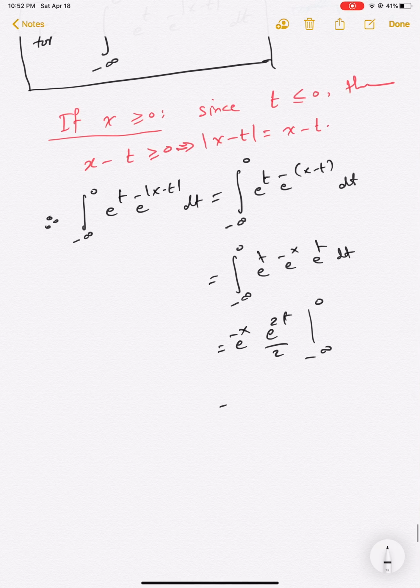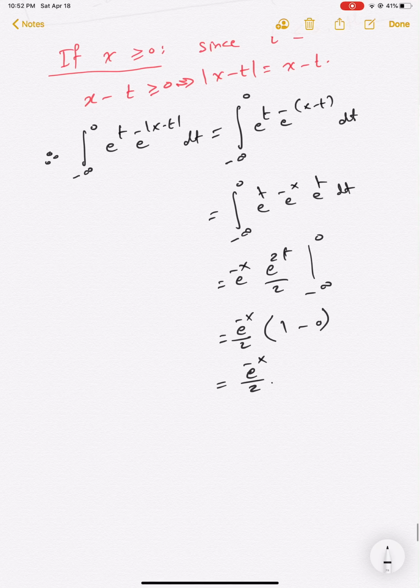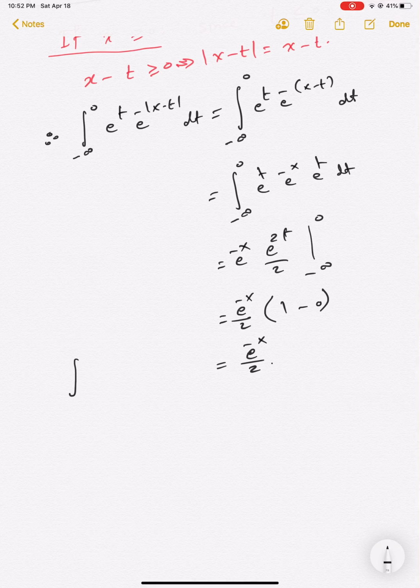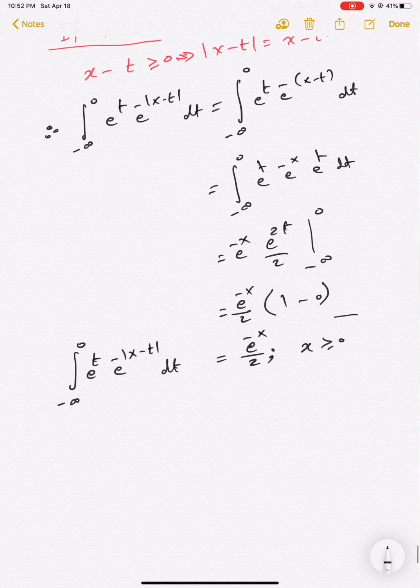And please remember, these are improper integrals. If we are teaching a calculus 2 course, we would write the limit as t approaches negative infinity, but we assume we understand that. This is e to the minus x over 2. You substitute the 0, you get 1, minus you substitute the negative infinity, e to the negative infinity is 0. So in the end, we have e to the minus x over 2. Just to write it in an easy way, this is the integral from negative infinity to 0, e to the t, e to the minus absolute value of x minus t dt, when x is positive.